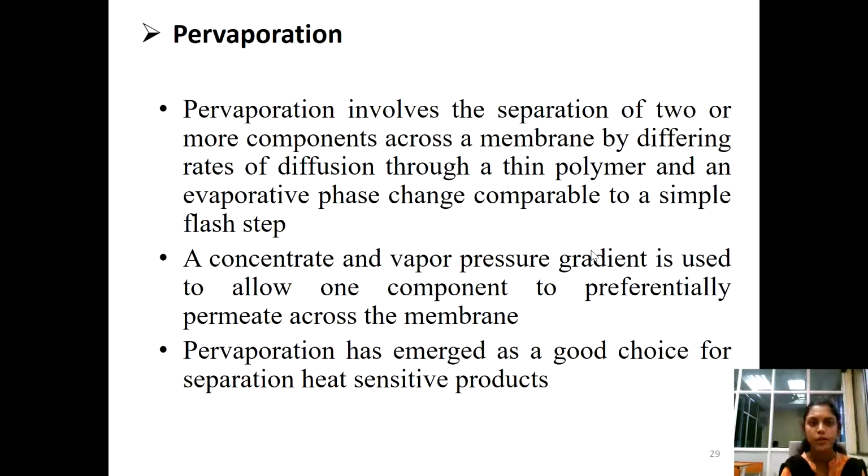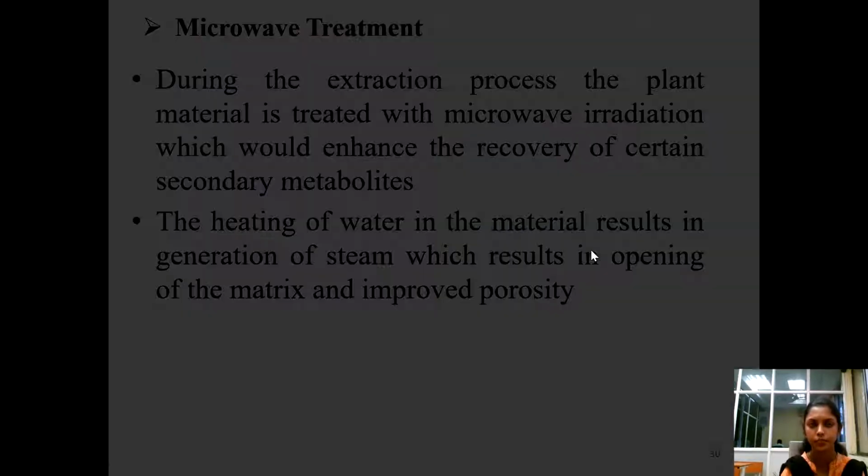Pervaporation. It involves the separation of two or more components across a membrane by differing rates of diffusion through a thin polymer and an evaporating phase change comparable to a simple flash step. A concentration and vapor pressure gradient is used to allow one component to preferentially permeate across the membrane. Pervaporation has emerged as a good choice for separation of heat sensitive products.